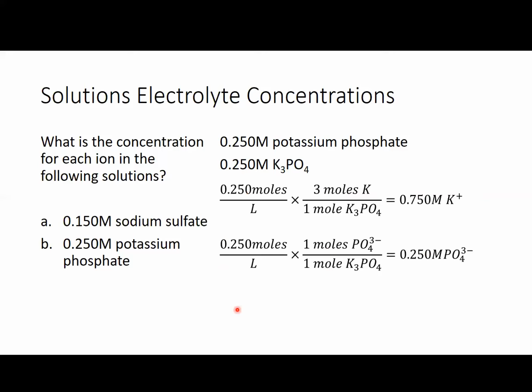Guys, any questions on those? Should make sense that when this breaks up, it breaks up into 3 potassiums and 1 phosphate. So I should have 3 times the potassium and just a normal amount of phosphate. Okay.